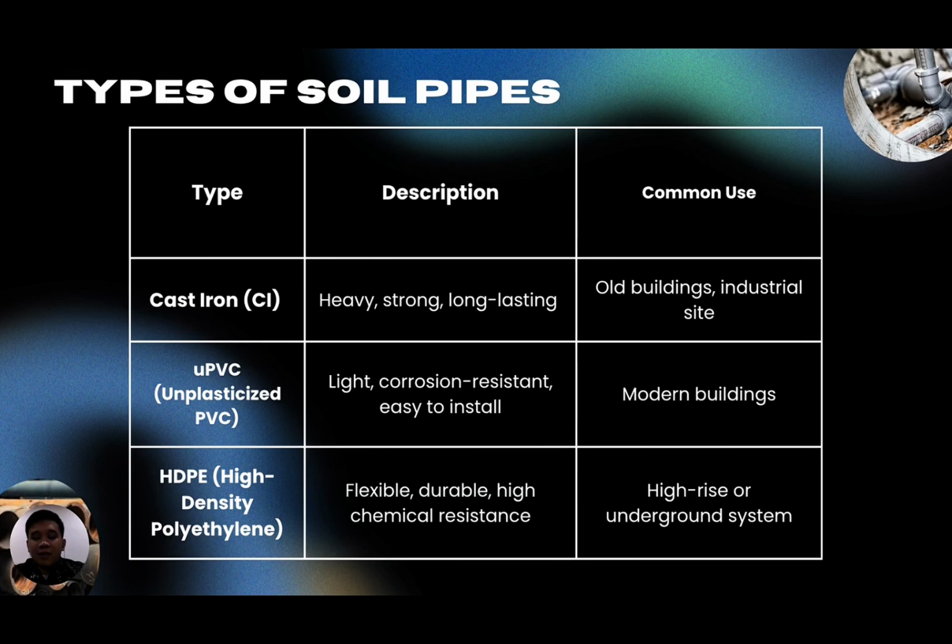Last but not least, we have the HDPE pipe, otherwise known as high density polyethylene pipe. This type of pipe is flexible, highly durable, and offers great chemical resistance. It is preferred for demanding environments such as high-rise construction or complex underground systems where some flexibility is needed.